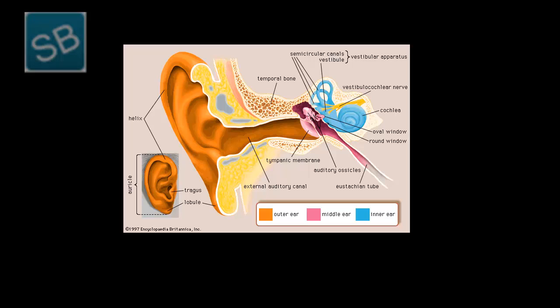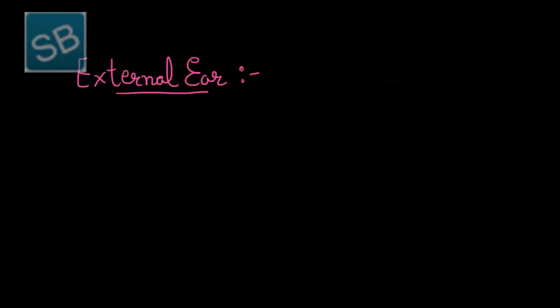This figure describes the structure of ear. As it can be seen from the figure, this orangish portion is the outer ear. This middle portion highlighted with pink is the middle ear, and the lateral portion, that is inner ear, is highlighted in blue. Let us study the structure of each of them in brief. Now let us begin with the first part, that is external ear.